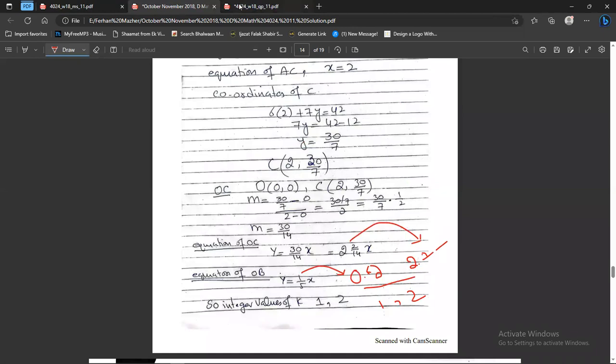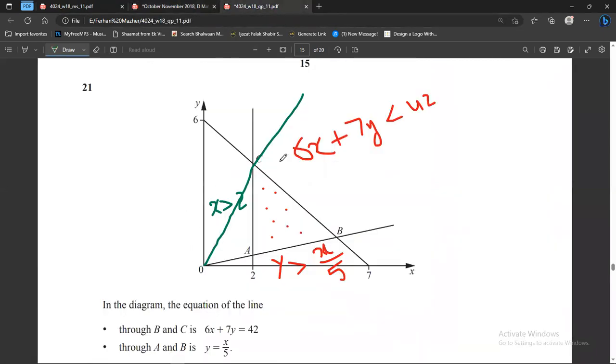Especially this last part. So we are looking for the gradient between here and between this line.